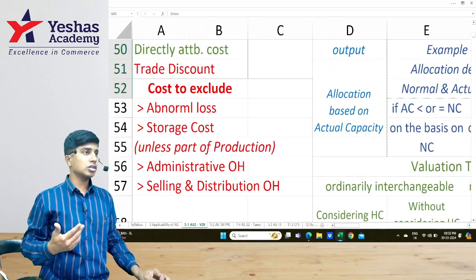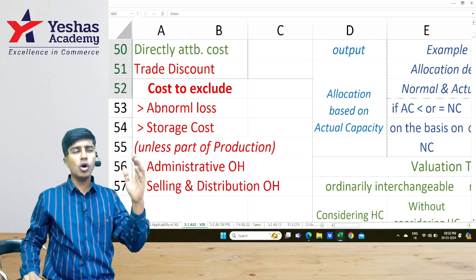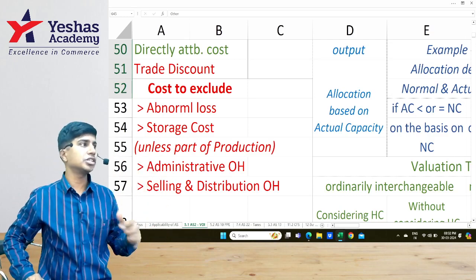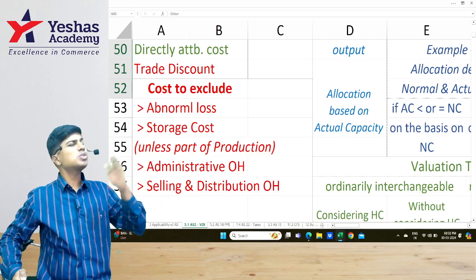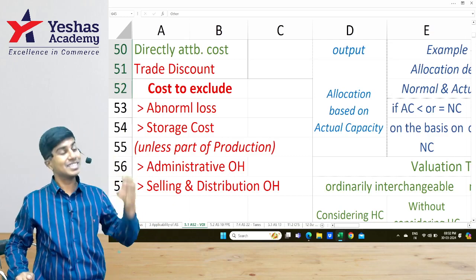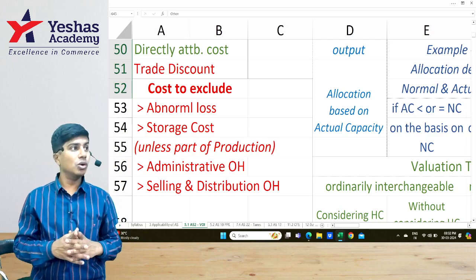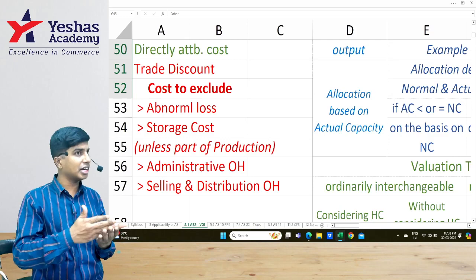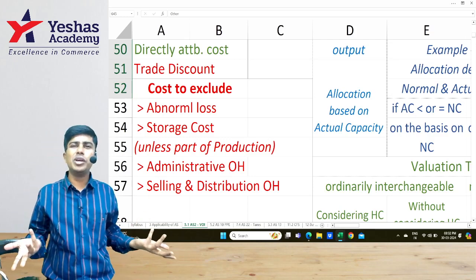Number one, abnormal loss. Abnormal loss and normal loss are different. Loss which can be mitigated, which can be avoided, which can be controlled by taking specific measures, is abnormal loss. Loss which cannot be controlled or mitigated, not in our control, is normal loss. This has to be incurred. We can't stop this loss. But loss within our control, if we follow correct measures, we won't incur such loss. That is abnormal loss. Normal loss, we can't do anything.